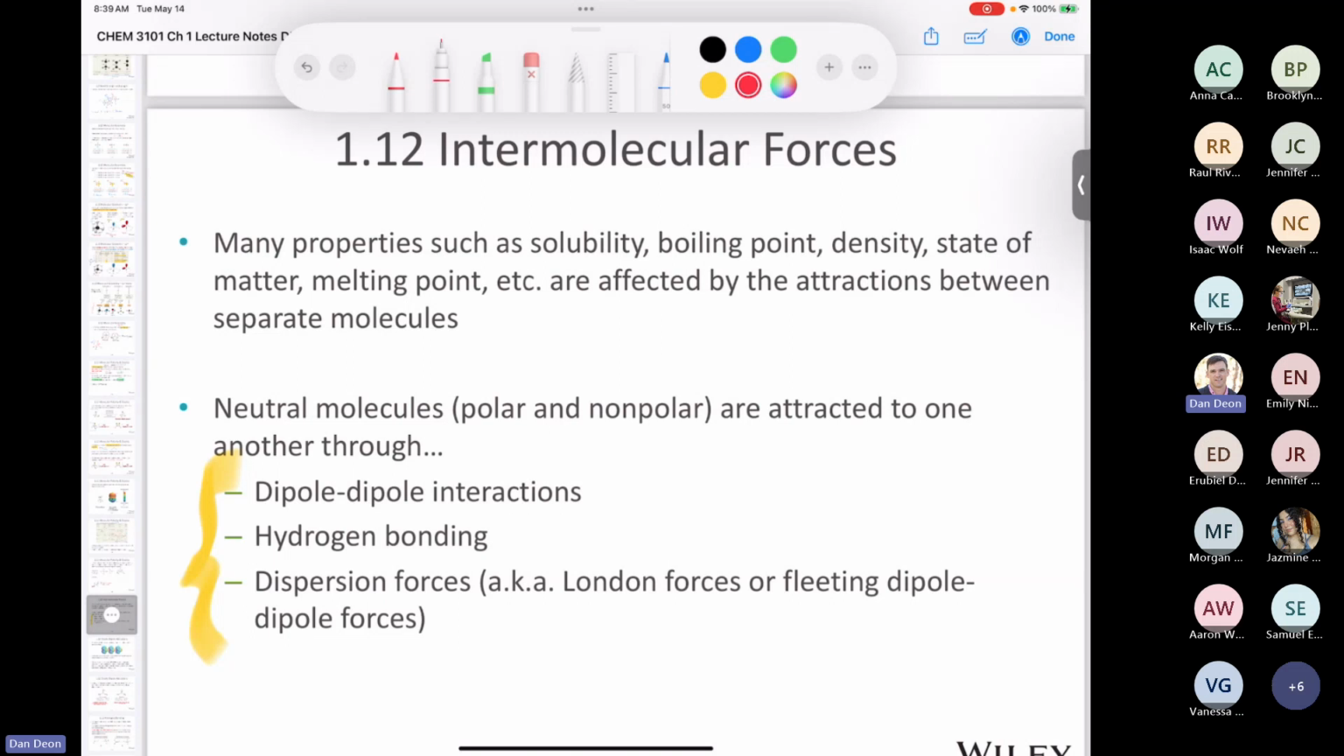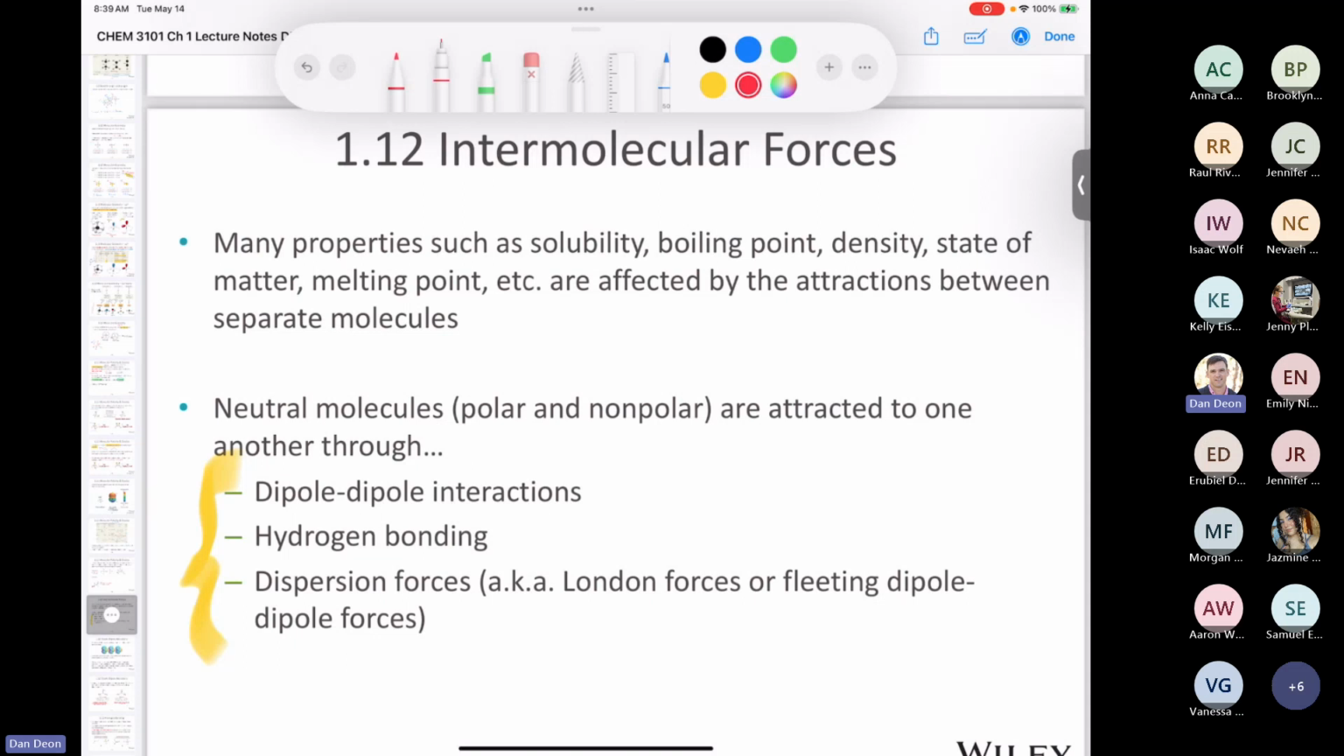Now, this is something, again, that you should have covered in General Chemistry 1. But if you think about properties like density, solubility, boiling point, melting points, refractive index, et cetera, those are affected by the attractions between separate molecules, okay?